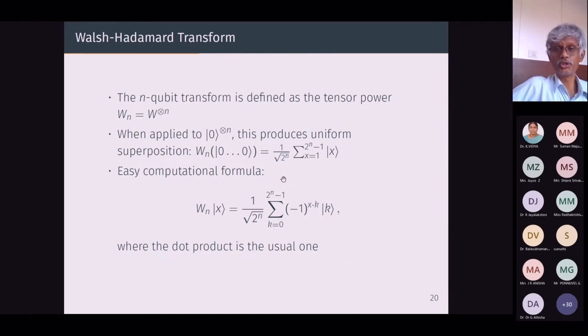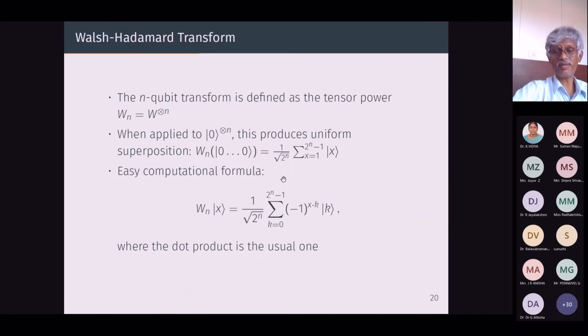There is a very easy computational formula, and this formula we have to remember. If you have this ket of x in this n qubit system, when we apply W_n on this, calculus-wise, this is giving you a formula. This is equal to 1 by square root of 2 to the n, summation k equal to 0 to 2 to the power n minus 1, minus 1 to the power x dot k, ket of k. We have a bit representation of x and a bit representation of k, and you take the dot product, meaning you take x1 with k1 plus x2 with k2 plus x3 with k3 and so on, up to xn with kn. So x dot k is that. You write x in a bit representation, k in a bit representation, and you just take the usual inner product. There's no complex business there. It is the inner product between 0 1 strings. That is all. Okay.